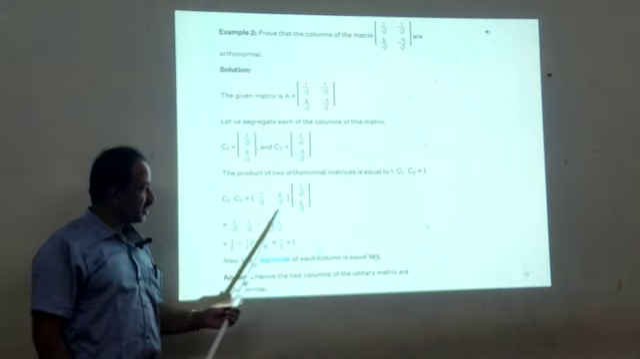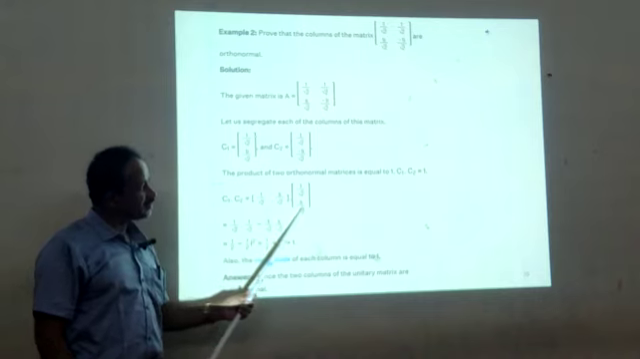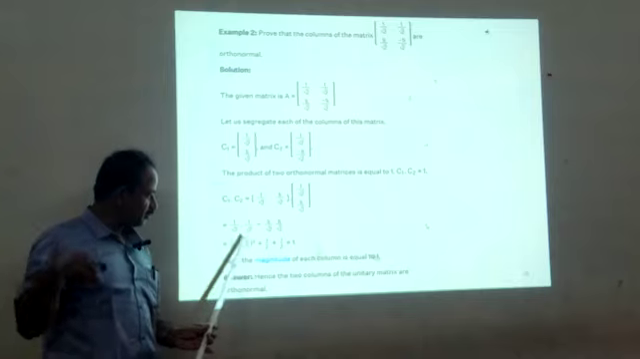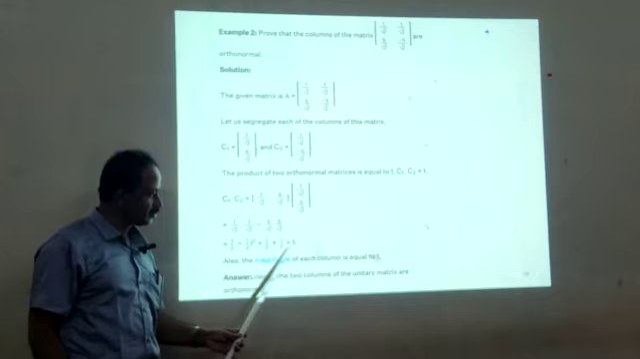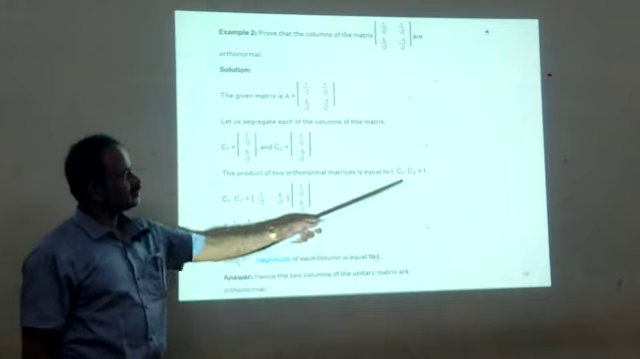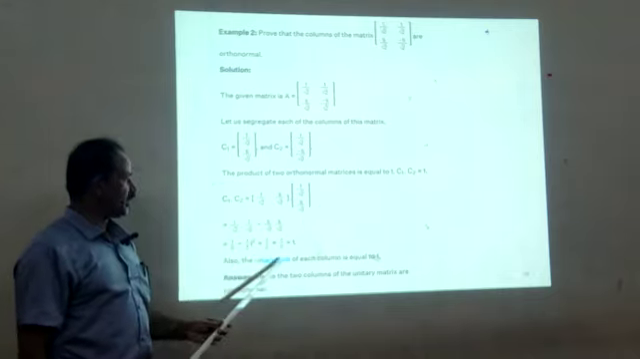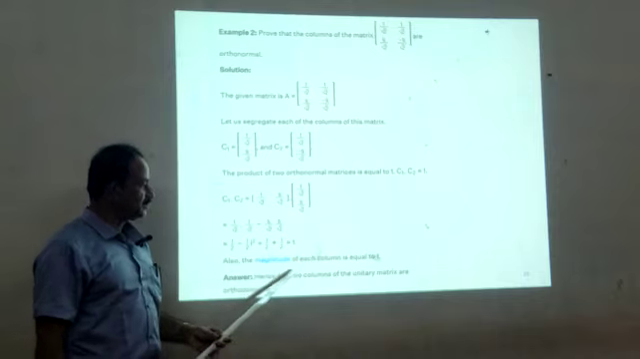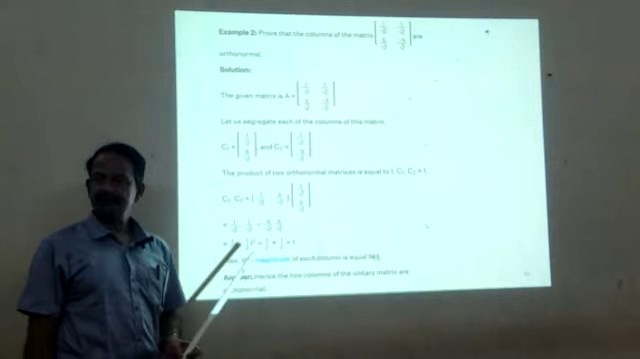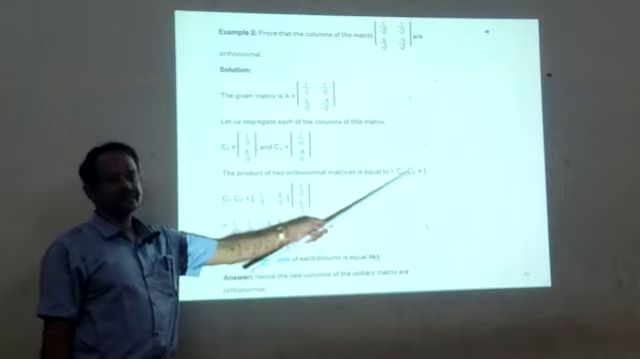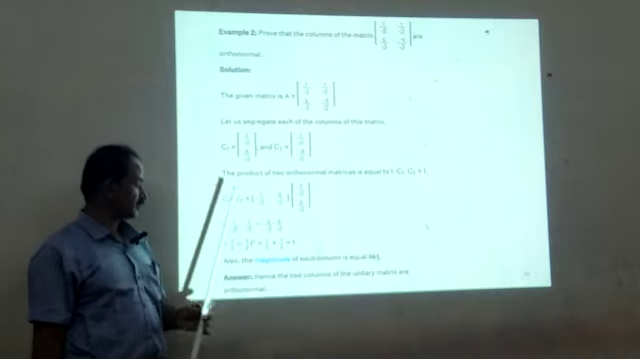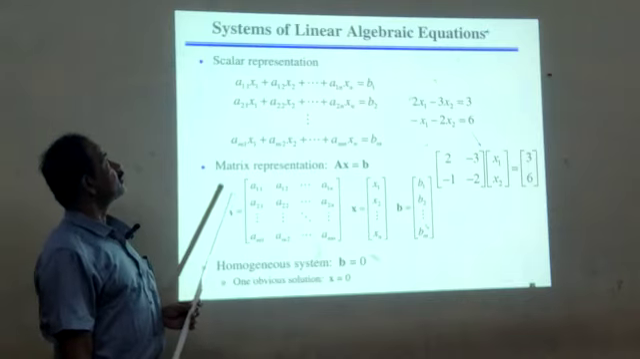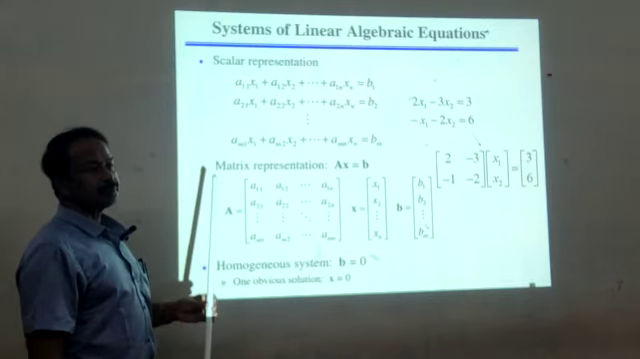So that will give you i squared by 2. So 1 by 2 minus 1 by 2, since i squared is minus 1. So 1 by 2 plus 1 by 2 will give you 1. So the answer is 1, so the magnitude of each column is equal to 1. Hence the two columns of the unitary matrix are orthogonal. If this condition is satisfied, then we can say that the two columns of the unitary matrix are orthogonal to each other.